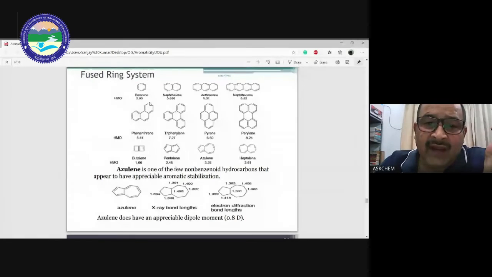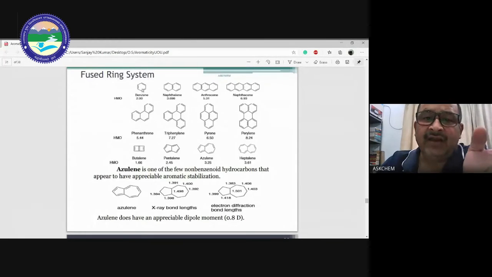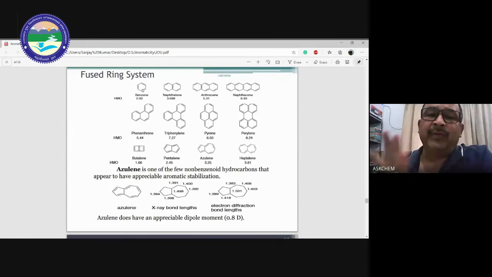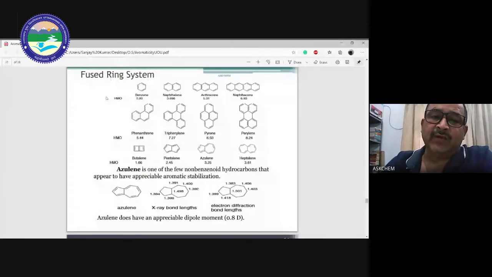So it means that it's not the additive property of the benzene nucleus that it will keep on adding the benzene units in this fashion. The HMO calculation says that these compounds generate the aromatic ring current in the NMR, and they have aromatic stability, but that aromatic stability is not so empirical that you can just keep on adding the benzene unit.